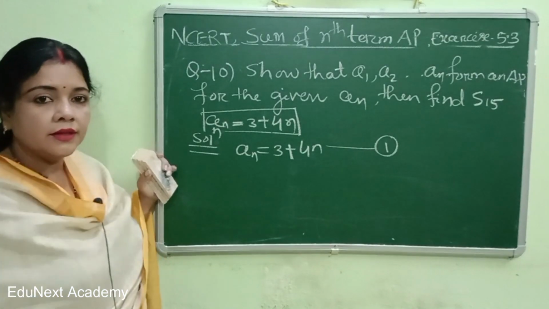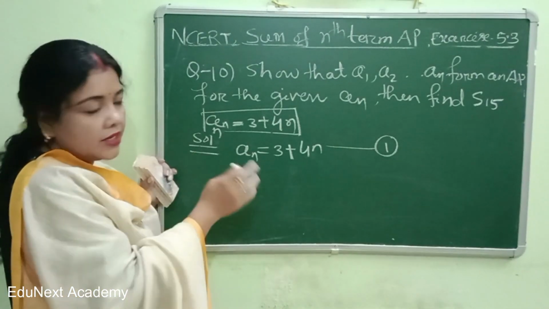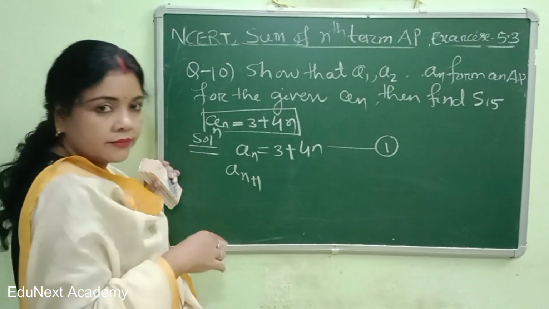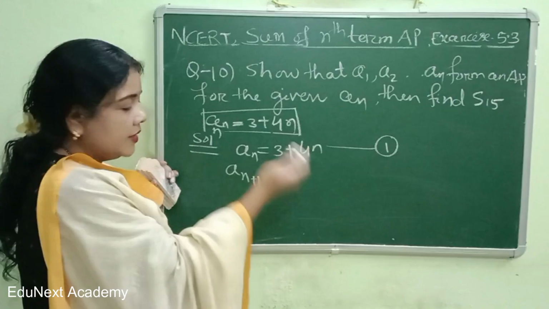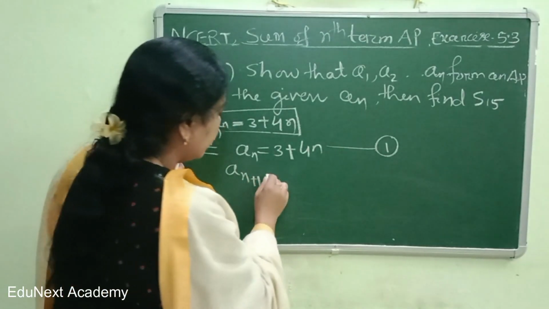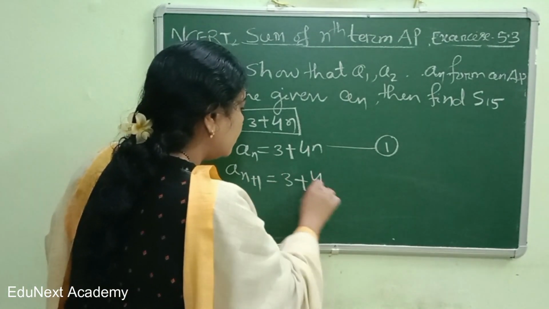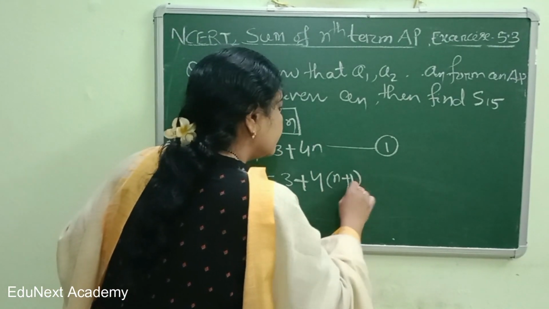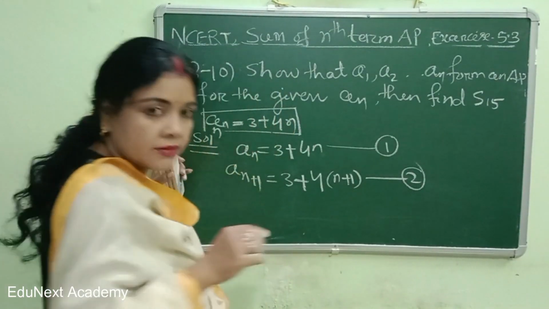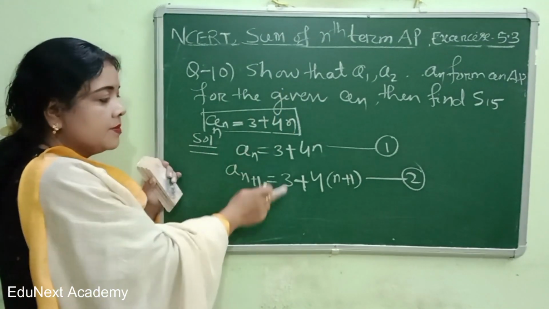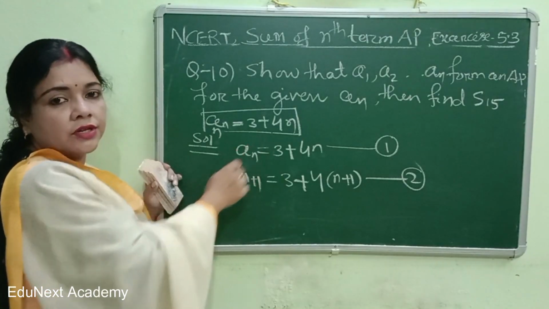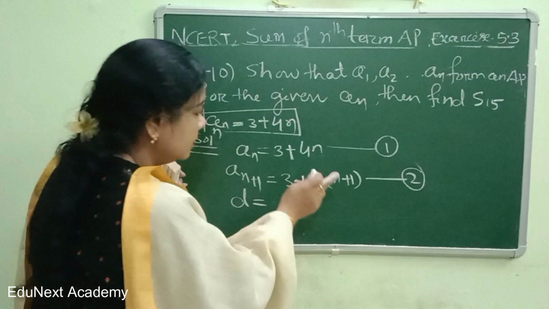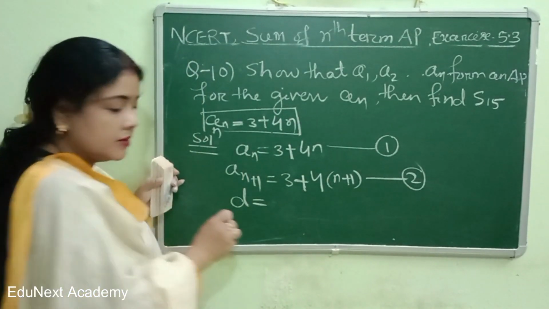Okay. Now, what is the next term after a n? Obviously, it will be a n plus 1. Okay, next term a n plus 1. So what will it be? That is 3 plus 4, in place of n, it will be n plus 1. Let this be equation 2. If you take the difference between the next term and the previous term, you will get the common difference. Okay. Now, d is equal to equation 2 minus equation 1.